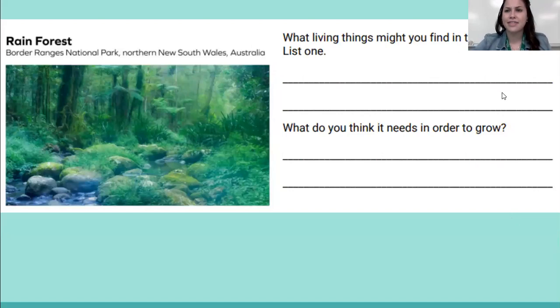So let's look at this picture here. It is the picture of an ecosystem. It's a rainforest. This is a rainforest in Australia. I'm looking at this picture and I'm thinking, what is one thing I might see in this ecosystem? I know that in rainforests, there's a lot of different animals, but the animal I thought of was a monkey. I think that in this rainforest, there was a monkey. Now, what do you think that monkey needs in order to grow? I want you to think about it. Think back to that coyote and the roadrunner. What does it need to grow?